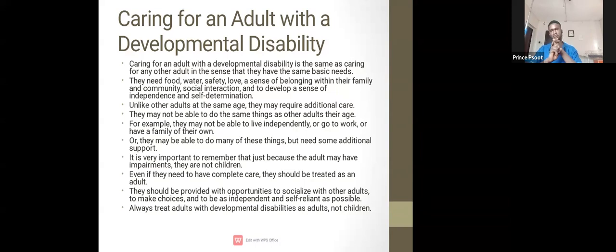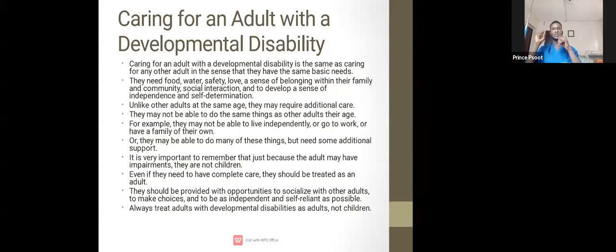Now, it is very important to remember that just because adults may have impairment, they are not children. The fact that an adult has cerebral palsy, developed it since he was a child and is now grown as an adult, doesn't mean that they are still children. No, they are not. So even if they need complete care, like you need to bathe them, brush their teeth, wash them, do virtually everything for them, you should keep in mind that they are adults. They should be treated like one.